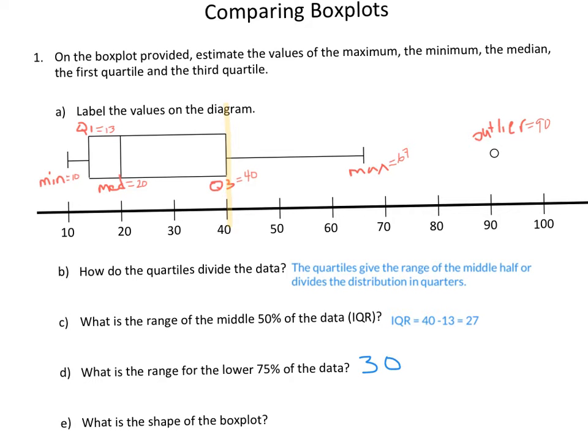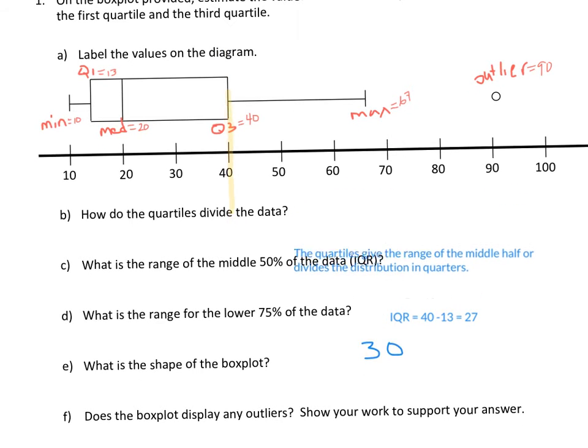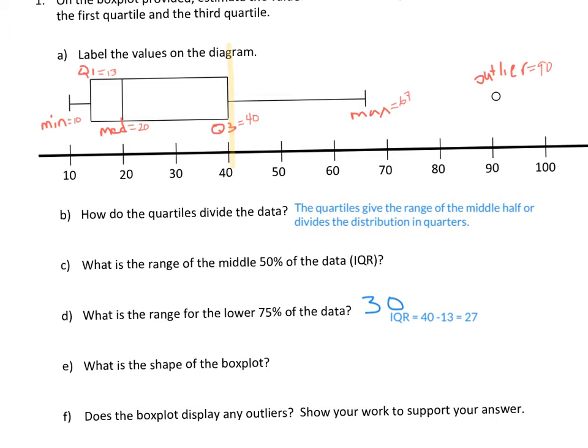And then if we look at the next question, it says, what is the shape of this box plot? The box plot we would say is skewed to the right. And does the box plot display any outliers? Show your work to support your answer.